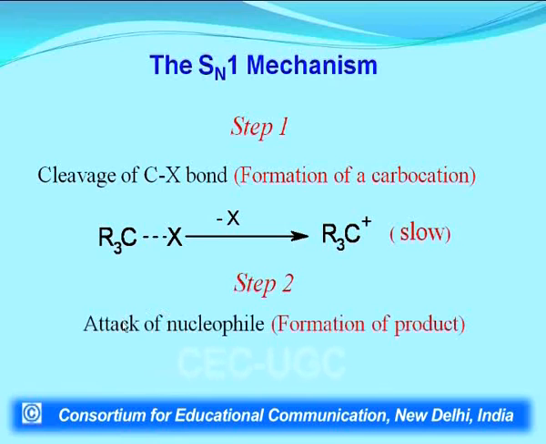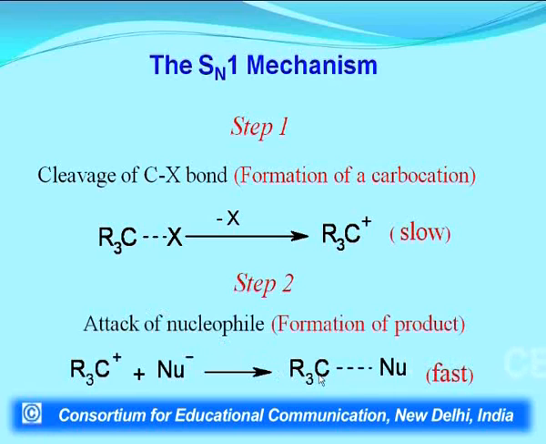of this plane, and in the second step when the nucleophile attaches to it, we end up with a compound where the nucleophile is attached to this carbon, but the product will be a racemic mixture because the nucleophile can attack from any side of the plane of this carbocation.